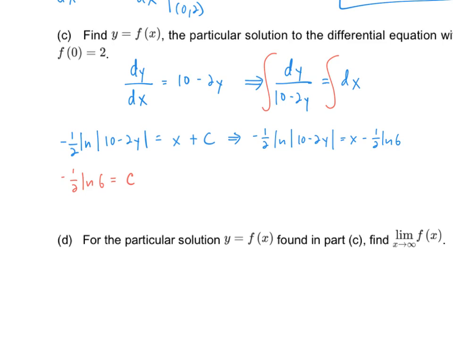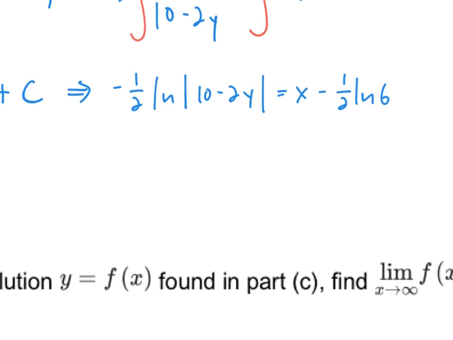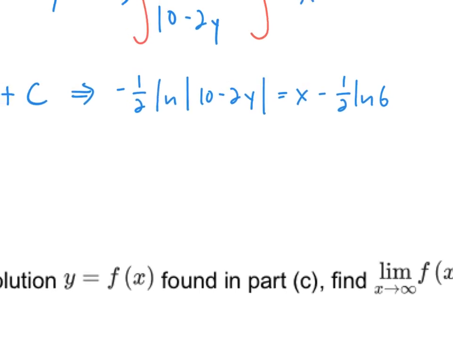Okay, now we just have to solve this for y. Whoops, why would I do that? I don't know. Just that, okay. Yeah, okay, so now solve this for y. I'm going to multiply both sides by -2 to get rid of this -1/2.